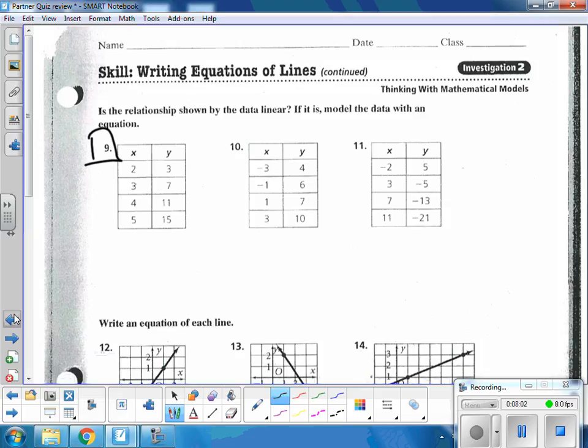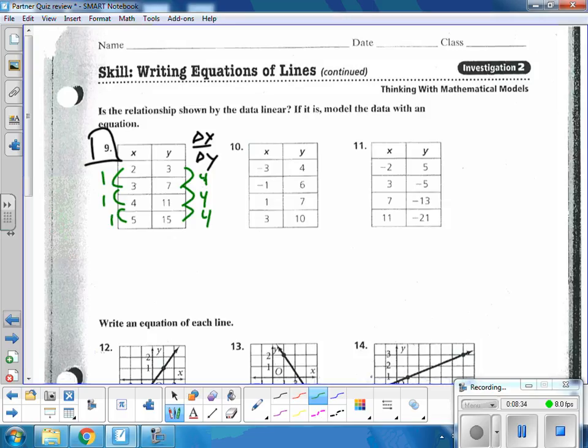Let's see, what should we do with that table? Let's look at number 9, okay? Now, again, it's change in y over change in x. And I'm seeing from 3 to 7, it changes 4, and from 7 to 11, it changes 4, and 11 to 15 changes 4. Okay, that's good news. 1, 1, 1. I'm seeing that this is indeed linear, so that's good. And if it is linear, I can write an equation for it.